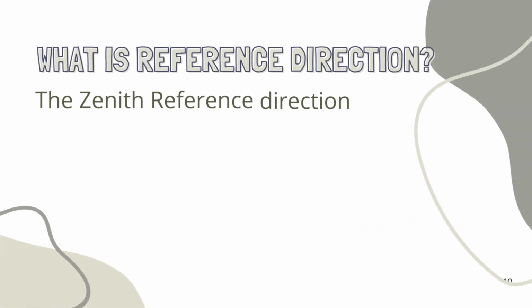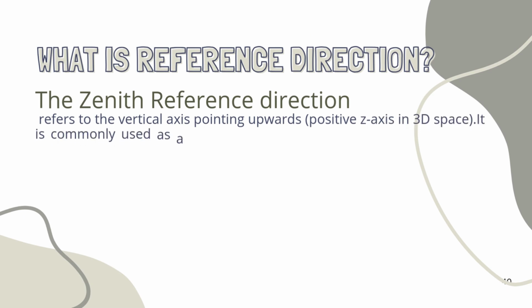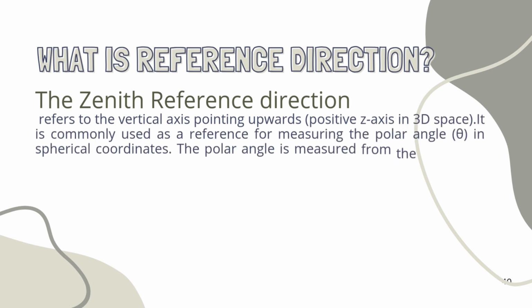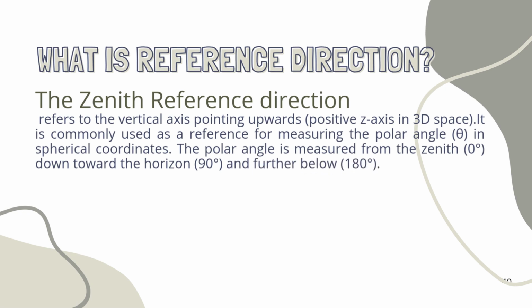Let's start with the easier one, the zenith reference direction. The zenith reference direction refers to a vertical axis pointing upwards, the positive z-axis, in 3D space. It is commonly used as a reference for measuring the polar angle theta in spherical coordinates. The polar angle theta is measured from the zenith at 0 degrees down towards the horizon at 90 degrees and farther below to 180 degrees, which is basically from the positive z-axis to the negative z-axis.